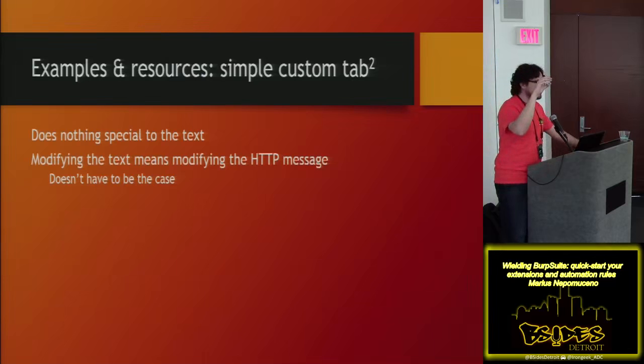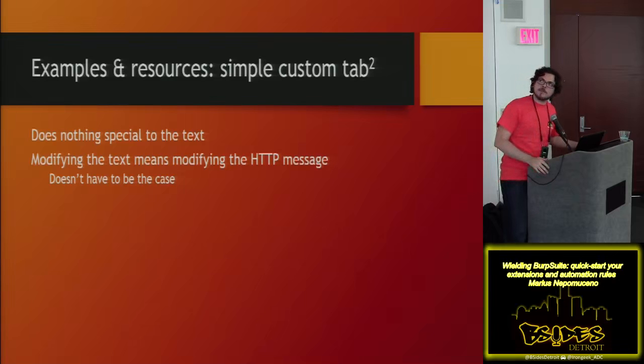That's just text, so the tab itself doesn't do anything special to the text. It's just a new tab for you to see where it pops up, and it does the same thing as BurpSuite's raw HTTP message tab. It's just a clone, but at least you can see how it works. You can have a shell of your first extension from where you can start building your own functionality.